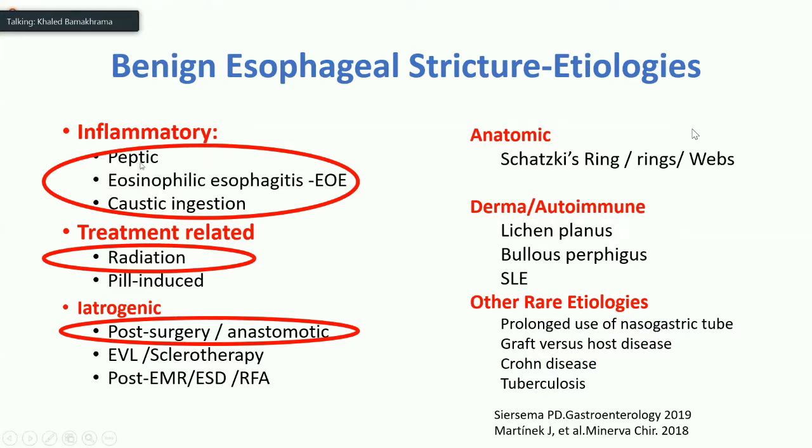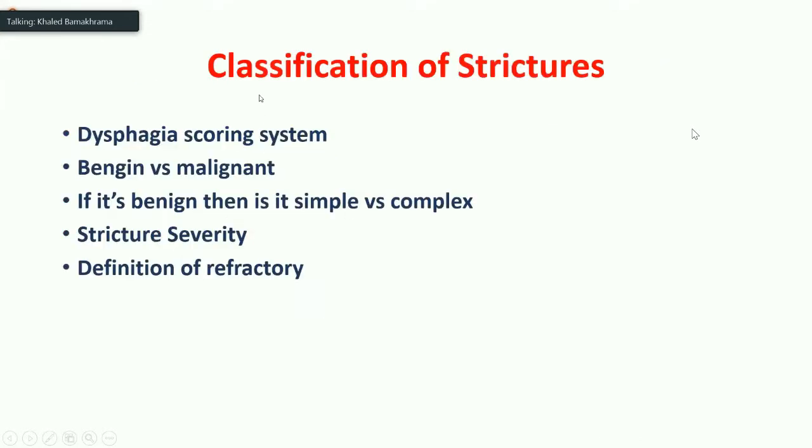Especially with corrosive injury. The etiology of the esophageal stricture are many, and the most important, the refractory, you can see it in the peptic strictures, eosinophilic esophagitis, sometimes if it is chronic, caustic injury, radiations, and post-esophagectomy, which is really sometimes very, very challenging.